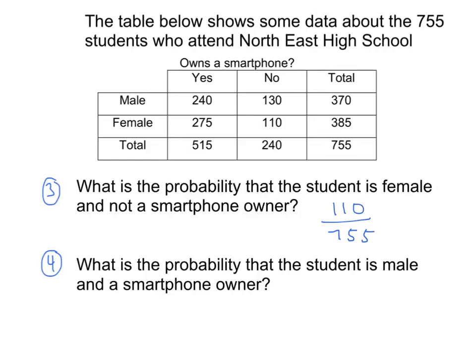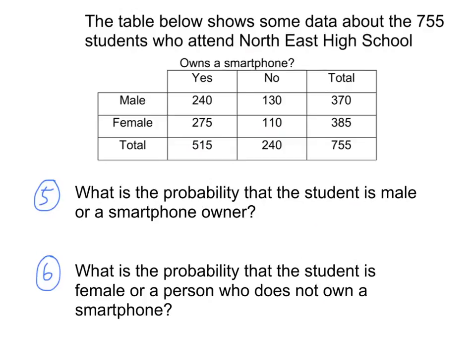Okay, please pause and do number 4. Let's check. Number 4, what's the probability that the student is a male and a smartphone owner? Male and a smartphone owner, that would be 240 out of 755.